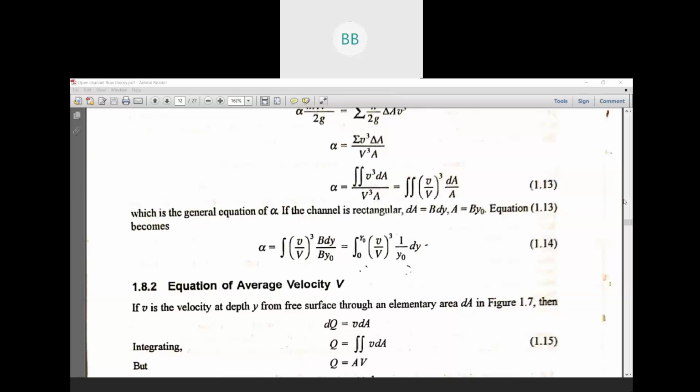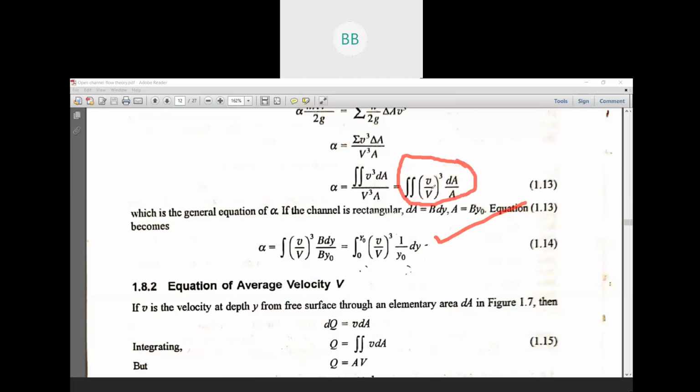We are going to proceed. So see, to find out alpha, we have this expression. This is your general expression, and this one is only for a rectangular channel. This is only for a rectangular channel, and this is your general expression, irrespective of any shape.